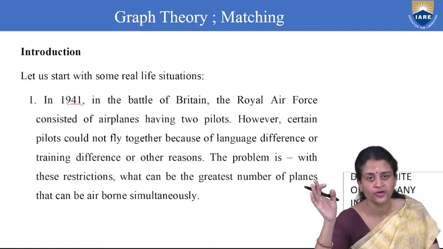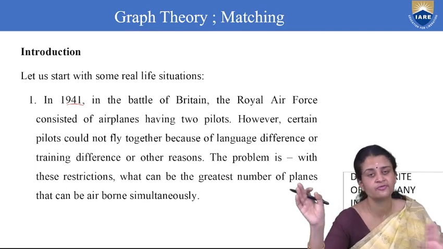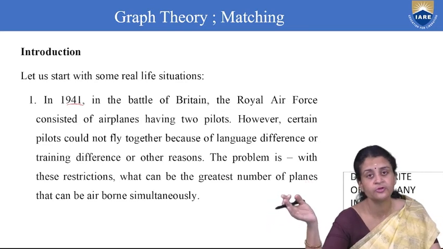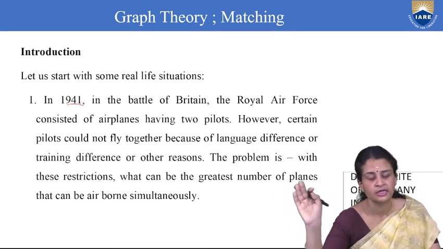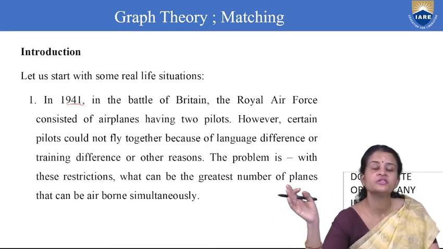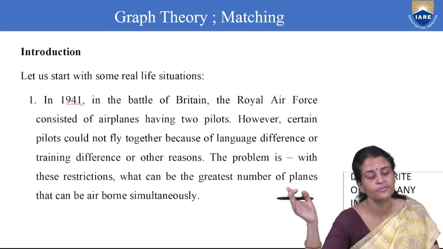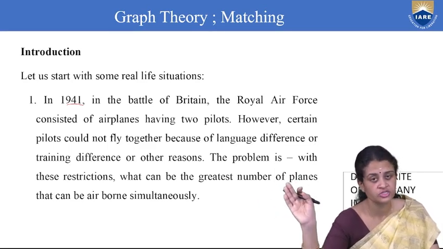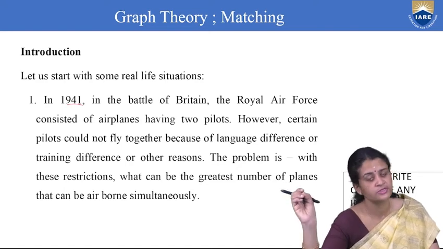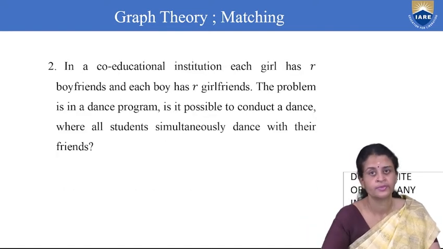That is, if we are selecting a pilot and if X and Y may not be able to fly together, then with these restrictions there may be a certain number of pilots and a certain number of flights. These certain pilots may not be able to fly together, and with this restriction, how many flights can be airborne simultaneously? That was the problem.